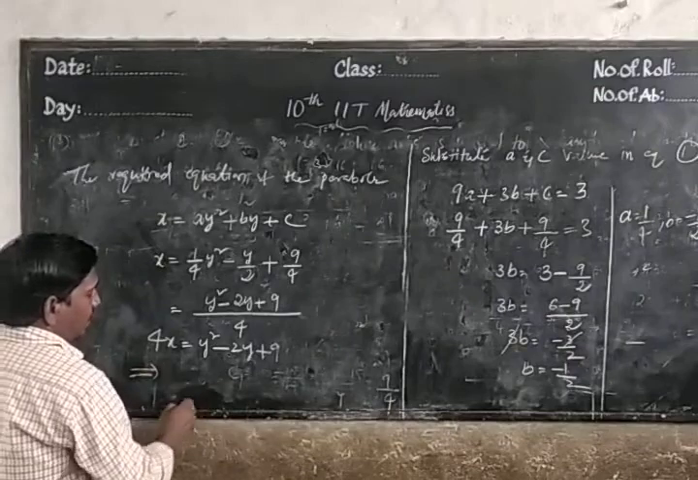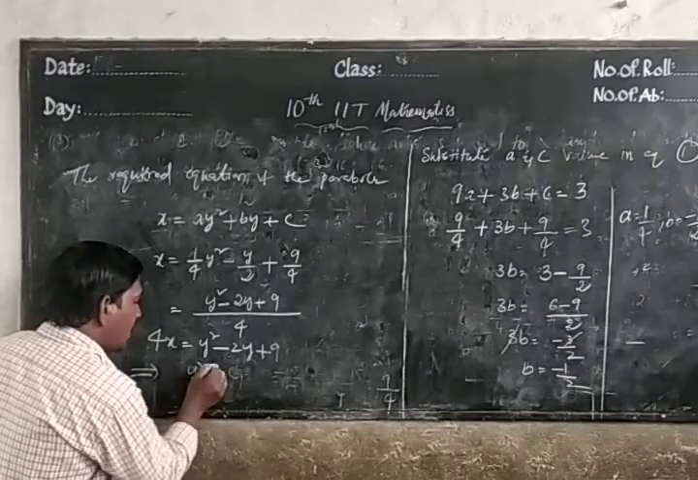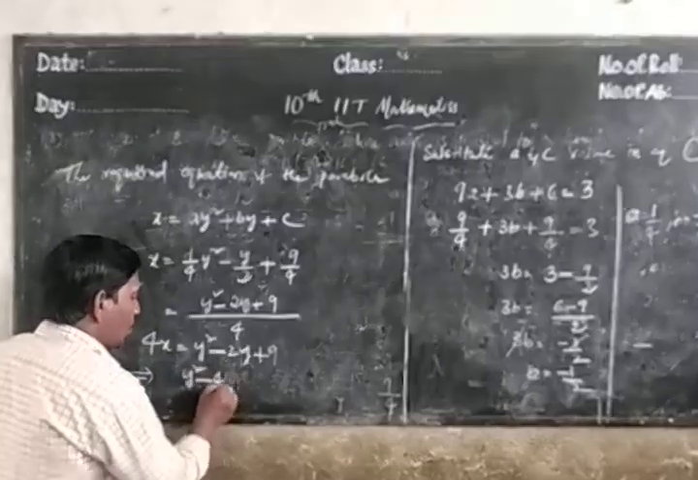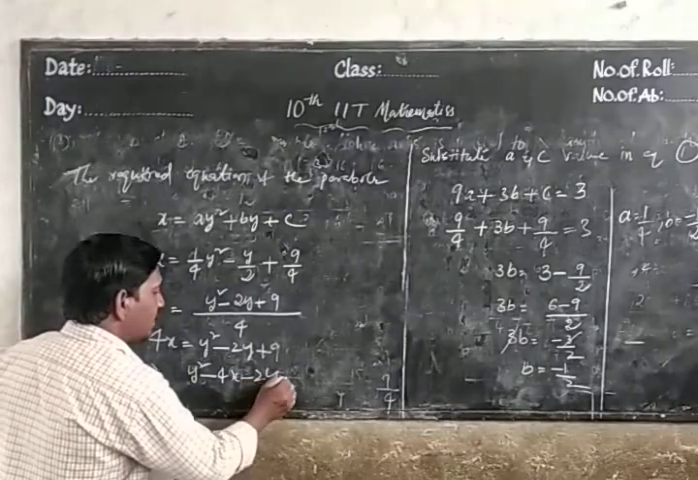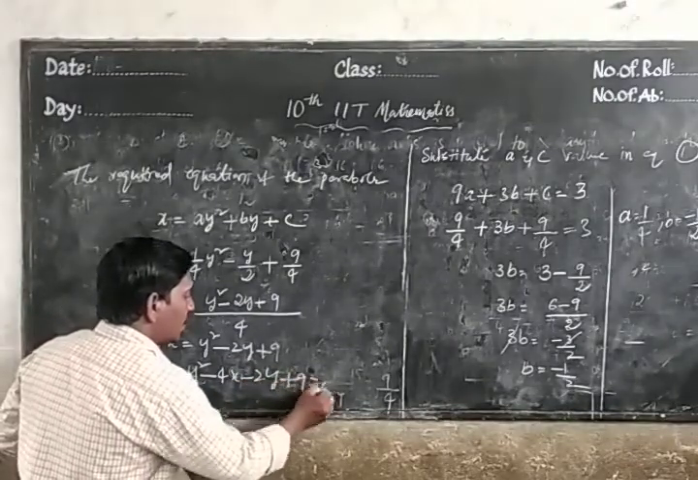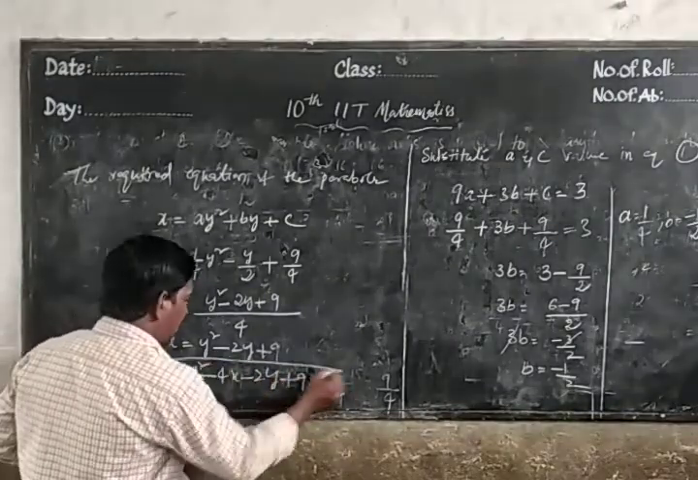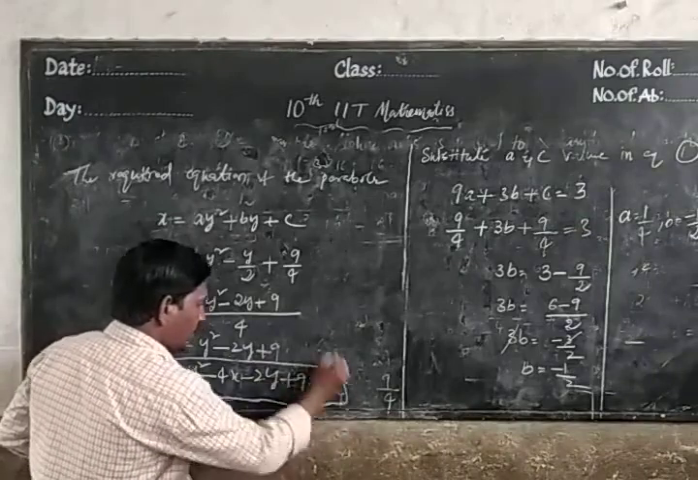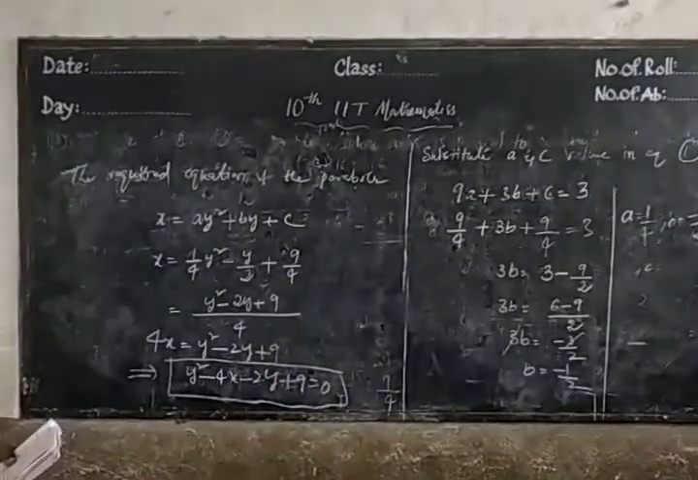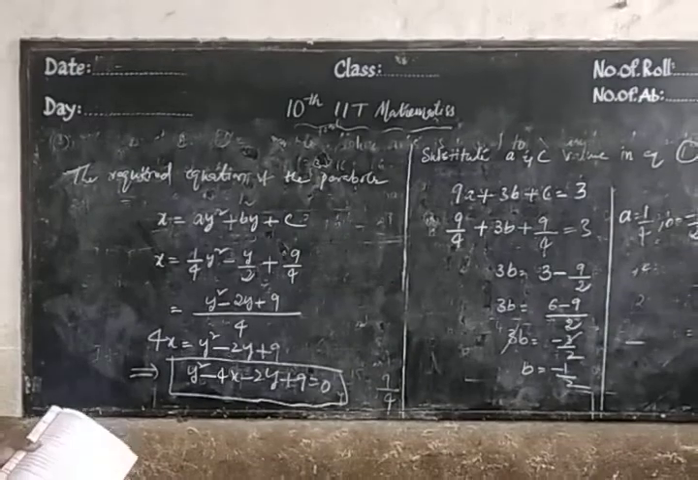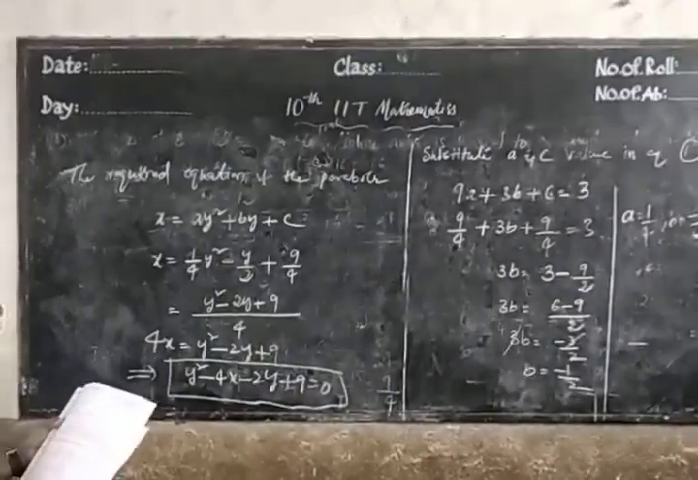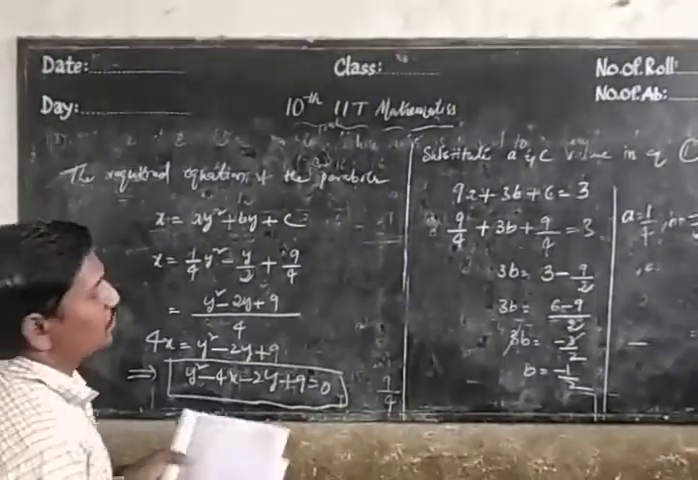Rearrange like that option: y square minus 4x minus 2y plus 9 equal to 0. This is the required answer. Option 3: y square minus 4x minus 2y plus 9 equal to 0.